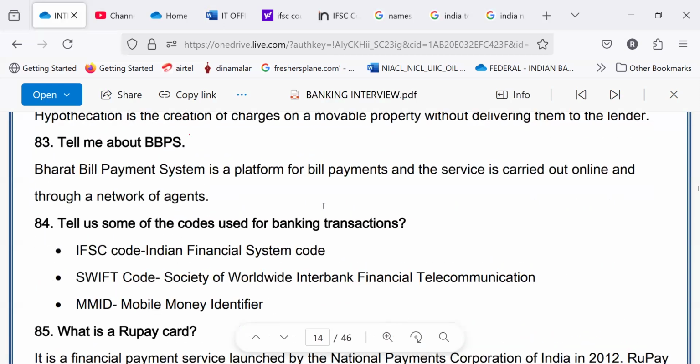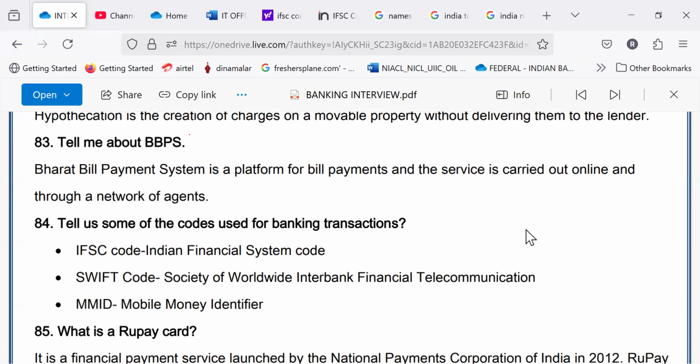Question number 83. Tell me about BBPS. Bharat Bill Payment System is a platform for bill payment, and the service is carried out online and through a network of agents. Tell us some of the codes used for banking transactions. IFSC Code, Indian Financial System Code, SWIFT Code, Society for Worldwide Interbank Financial Telecommunication, MMID, Mobile Money Identifier.